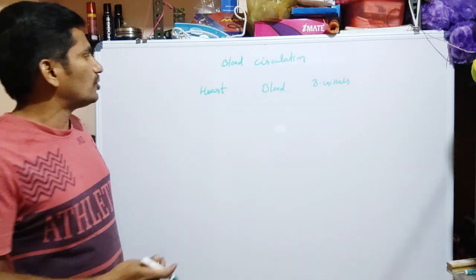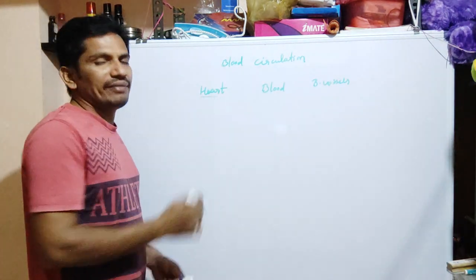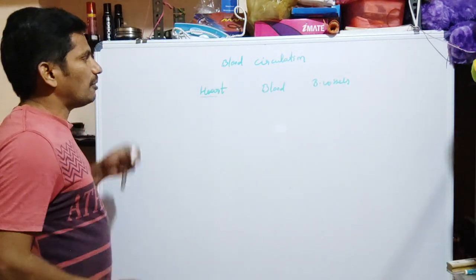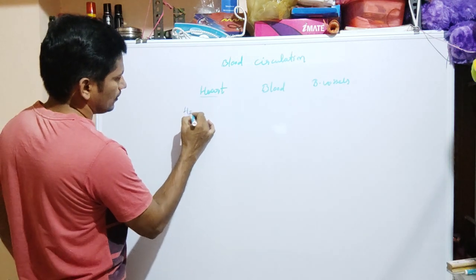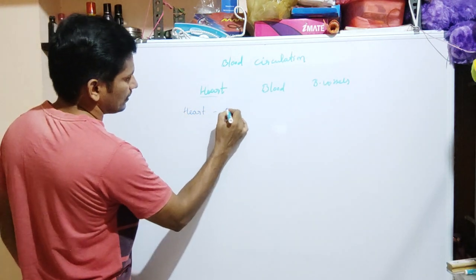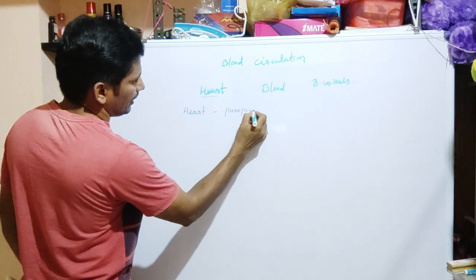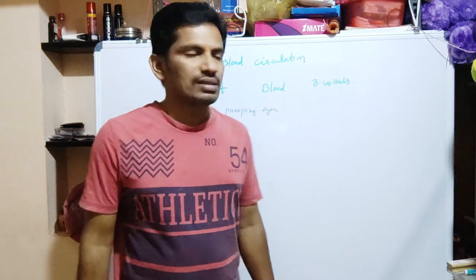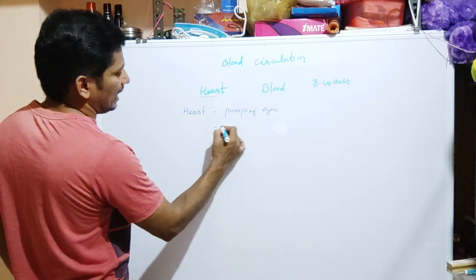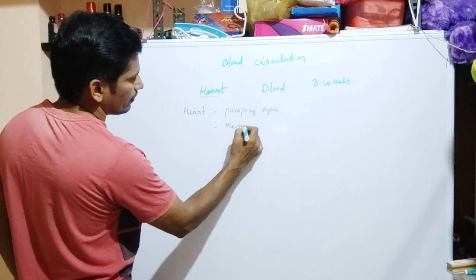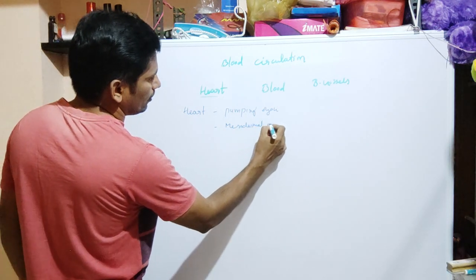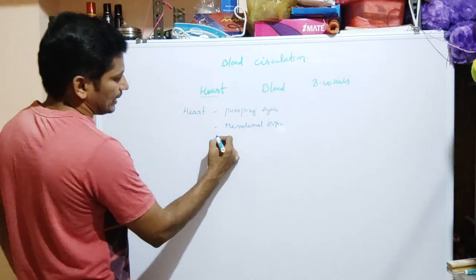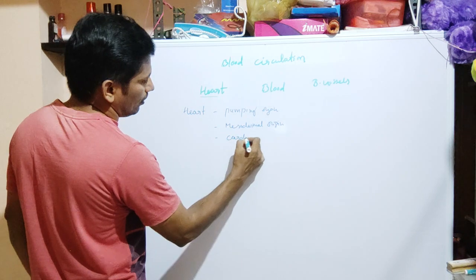So first we are going to discuss the heart, then we'll go one by one. The heart is the pumping organ. The human heart is a pumping organ which pumps the blood into blood vessels. The heart is derived from mesodermal origin, right? And the study of the heart is called cardiology.